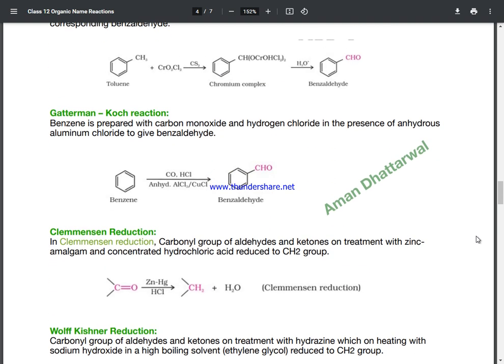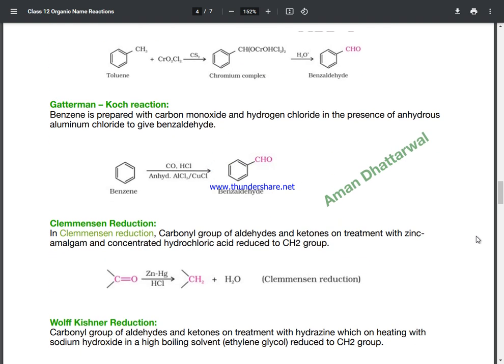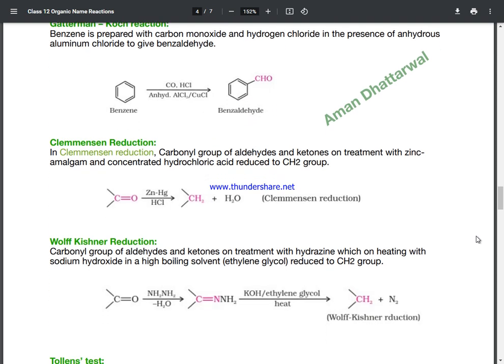Gattermann-Koch reaction. Benzene is treated with carbon monoxide and hydrogen chloride in the presence of anhydrous aluminium chloride to give benzaldehyde. Clemmensen reduction. In Clemmensen reduction, the carbonyl group of aldehydes and ketones on treatment with zinc amalgam and concentrated hydrochloric acid is reduced to a CH2 group.